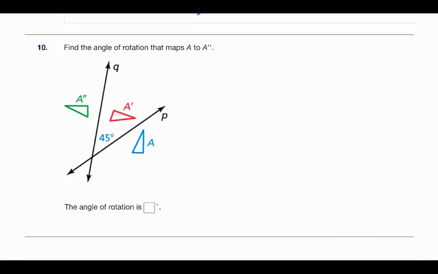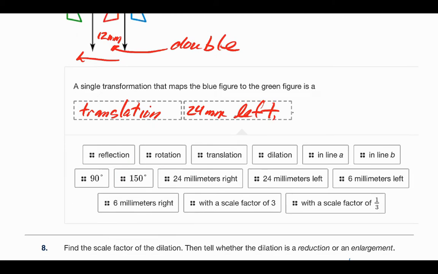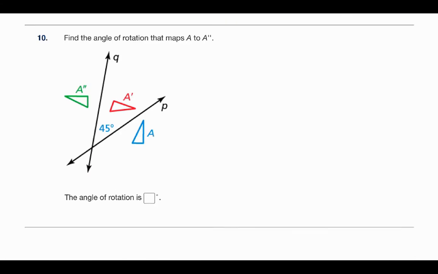Again, on this one, this is kind of just like the one we just did up here on number 7. But this time we're dealing with the angle there. Now here is the key. As long as it says it's going to take us from A to A double prime, and we have our 2 intersecting lines, all we have to do is take that degrees, and we're going to multiply it. So 2 times 45, that will give us 90 degrees.